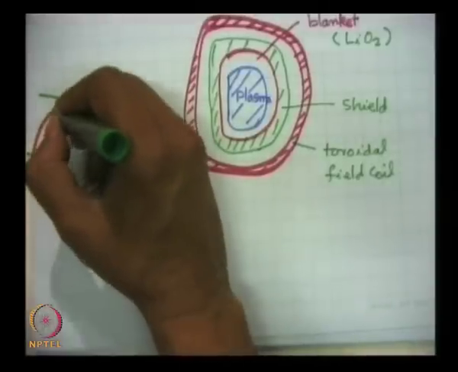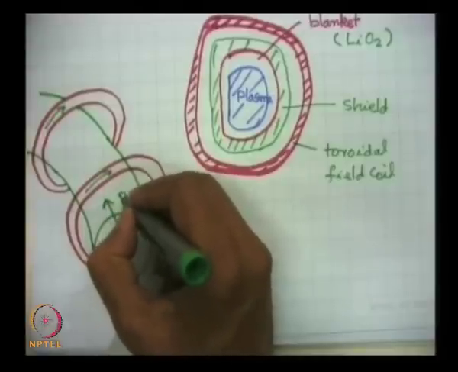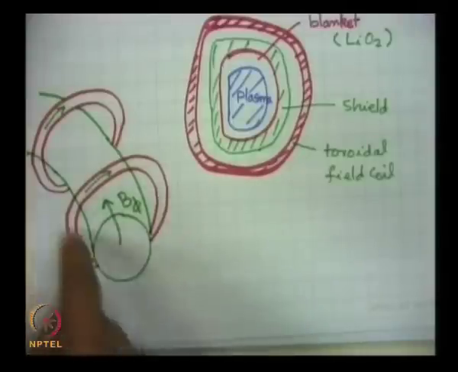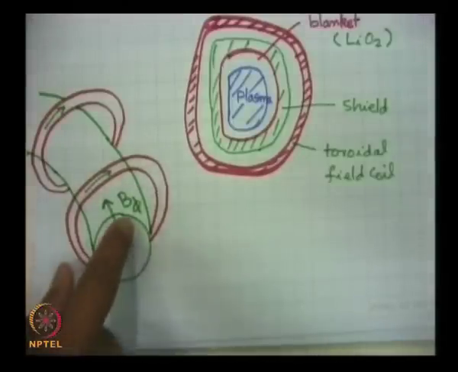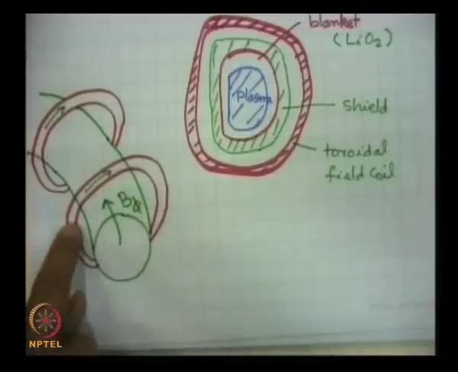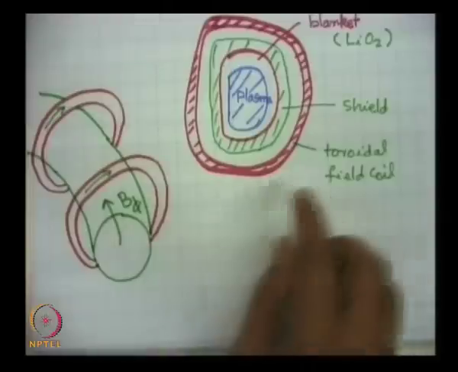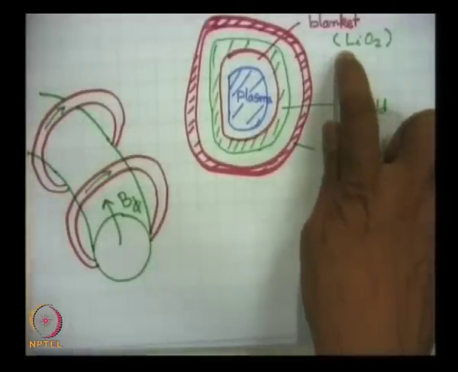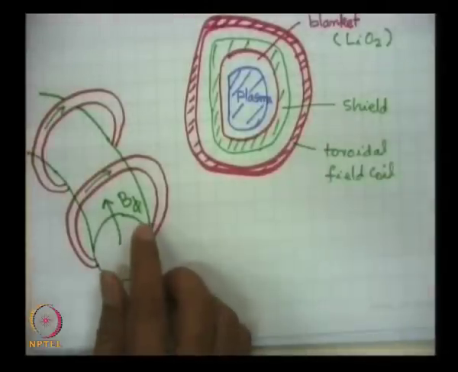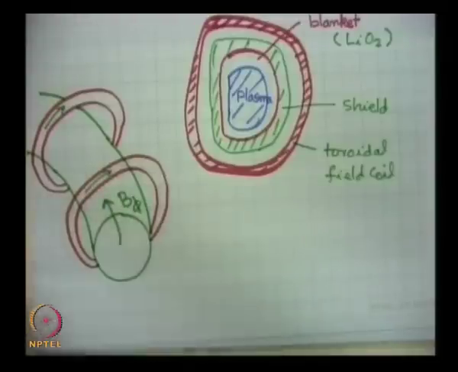There is a current in these field coils like this, which produces a magnetic field in this direction, B phi. So the tokamak has this kind of configuration, several field coils around the torus that will produce a B phi typically of the order of 4 to 10 Tesla. And between the field coils and the plasma, inside the vacuum vessel, you must have the blanket and the shield to protect the superconducting coils from neutrons which are produced in the system.